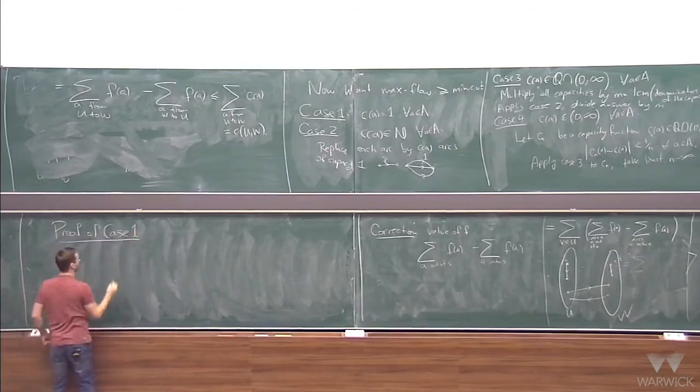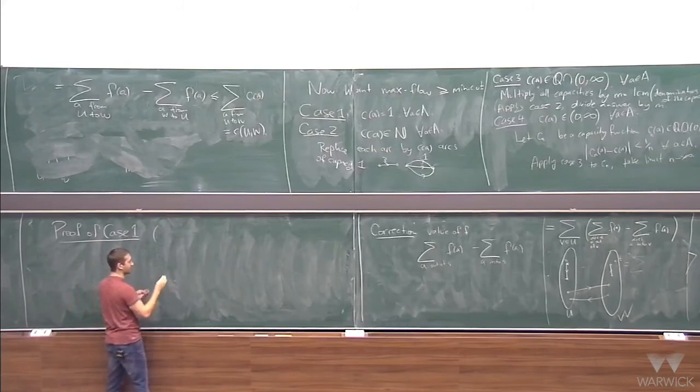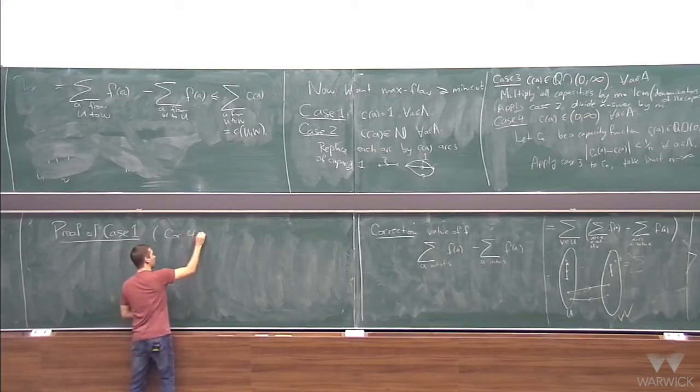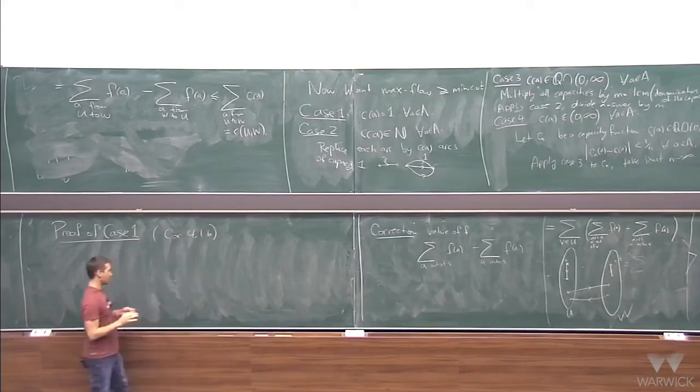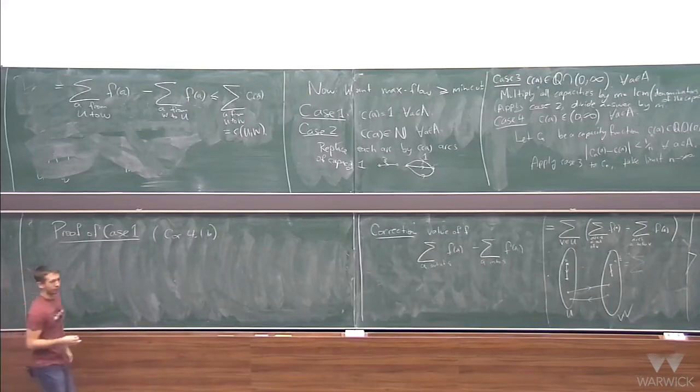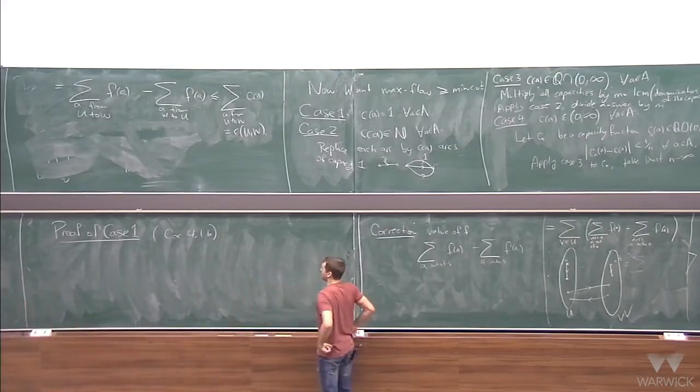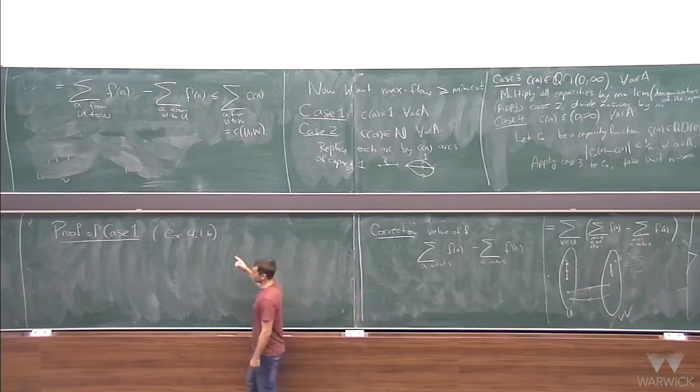So this is for case 1. Case 1 is basically the same as something in the notes, which is written as corollary 4.1b. So this proof you can find in the proof of corollary 4.1b. Okay, so what is a min-cut in this case?